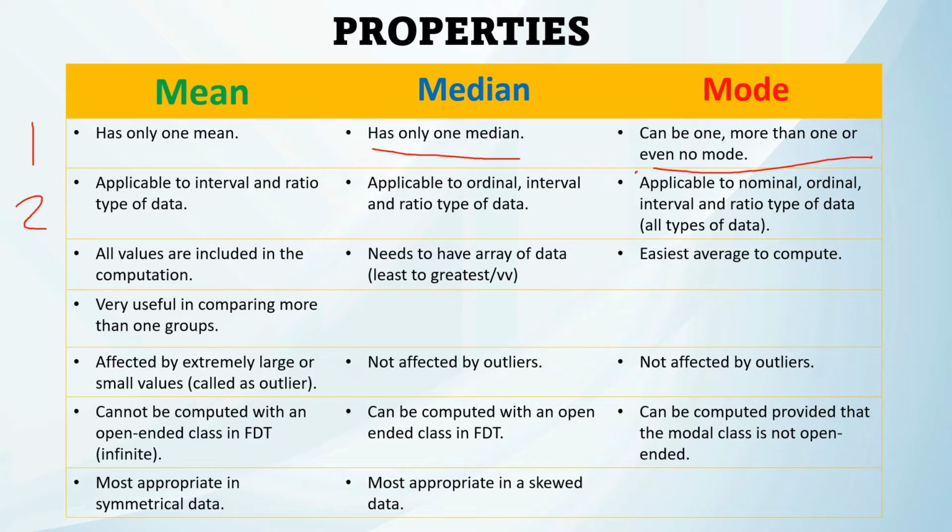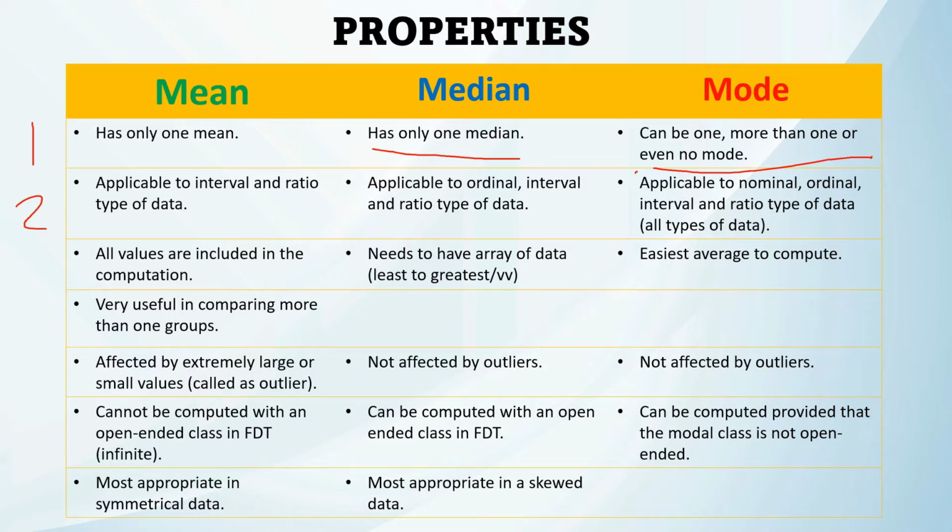We have nominal level, ordinal level, interval level, and also ratio level. But in this video, we will not discuss these 4 levels of measurement. So in mean, you can use the interval and ratio type of data, while in median, you can apply the ordinal, interval, and ratio type of data.